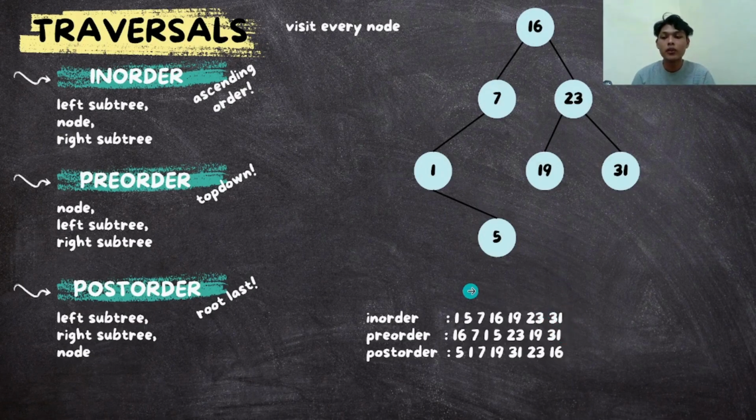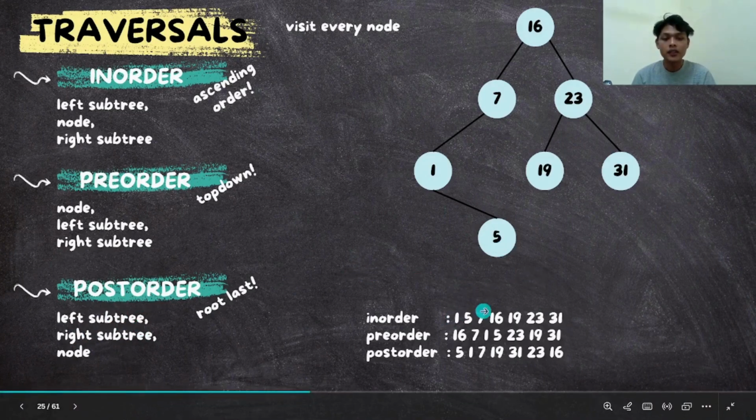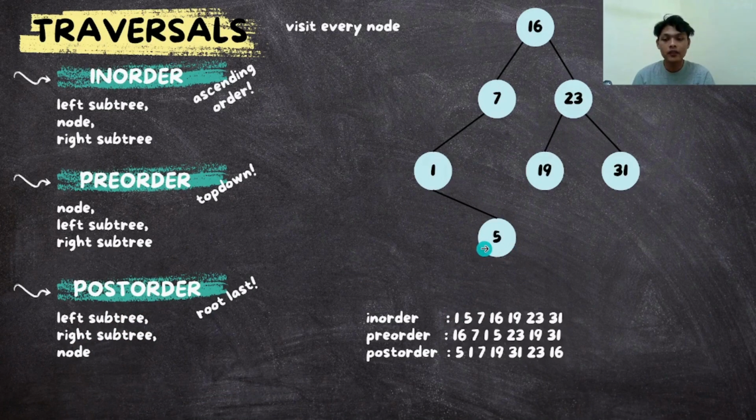And lastly, we have post order. Post order is where we choose to visit the root last. So first we finish the left, then we go to the right, and then the node. So here we have 5. We finish the left subtree 5, 1, 7, and then we go to the right subtree. However, we start from the left first. Left, right, node: 19, 31, 23. Lastly, we go to the root 16. So that's how you do the three types of traversals.